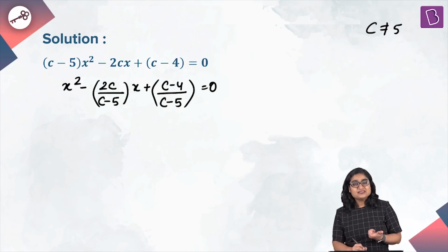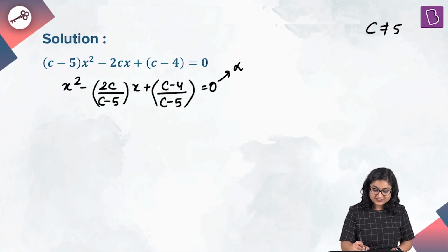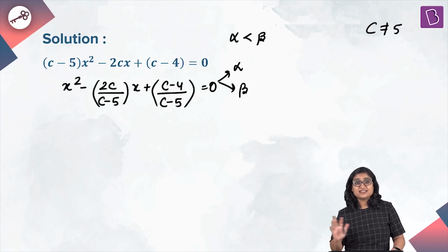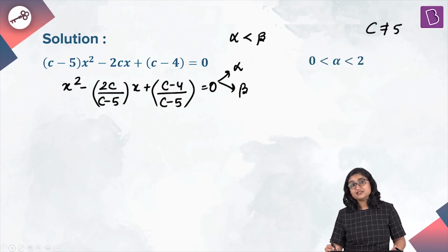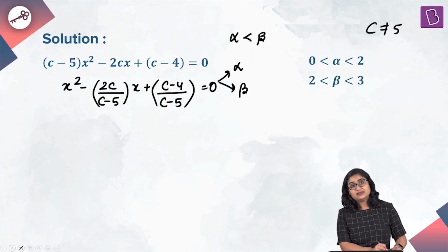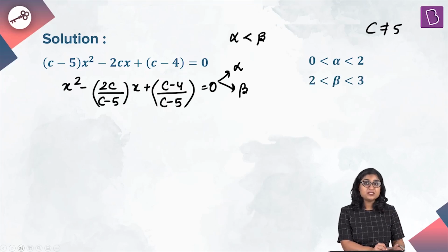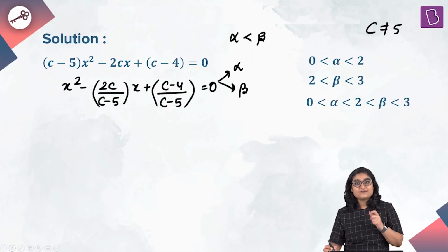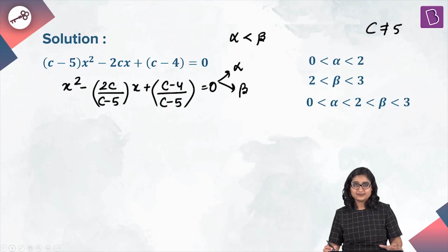Now this new equation has two roots, alpha and beta, such that alpha is less than beta. If alpha is less than beta, then we can say that alpha lies in the interval (0, 2) and beta lies in the interval (2, 3). Now these two inequalities can be combined to give us this, where alpha lies between 0 and 2 and beta lies between 2 and 3.